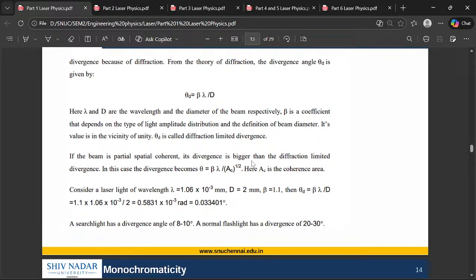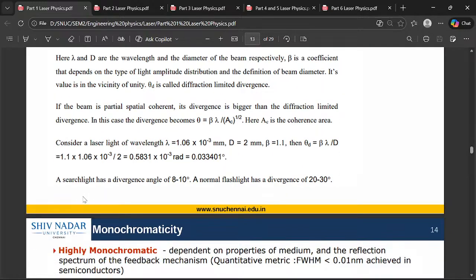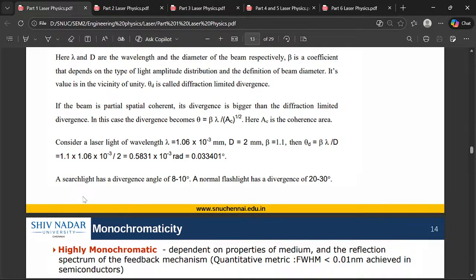So as it is given here in a laser light, with the wavelength and the diameter and the beta coefficient, if we substitute that, we are getting a divergence angle of 0.003 degrees, which is very small compared to other lights such as a searchlight or flashlight. As you can see, the searchlight has an angle of divergence of 8 to 10 degrees and a normal flashlight 20 to 30 degrees. So you can see how very little that laser is getting diverged.